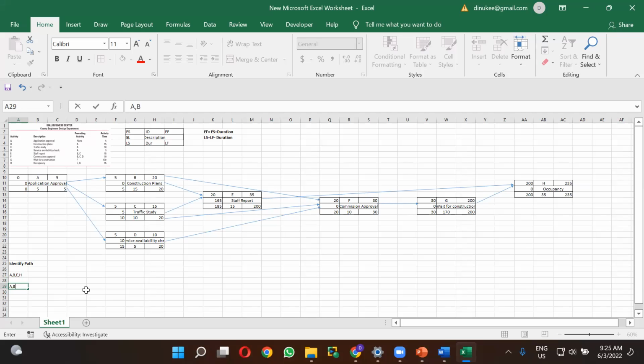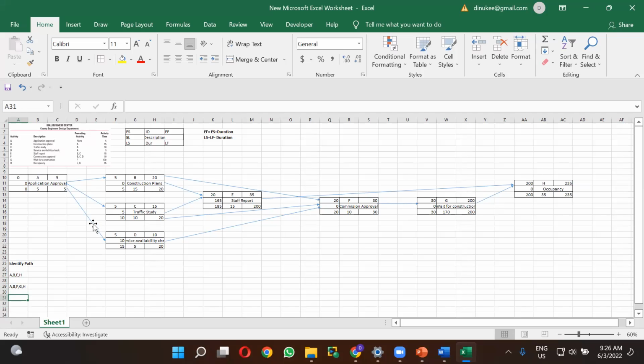A, B, F, G, H. So that is the second path. A, B, F, G, H. That is the second path.